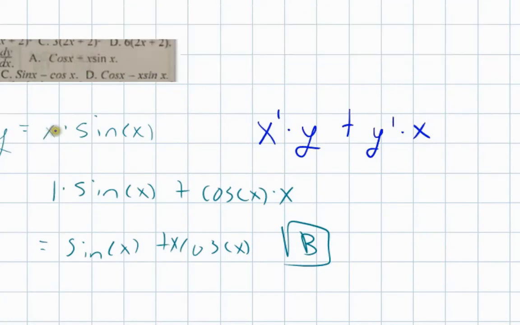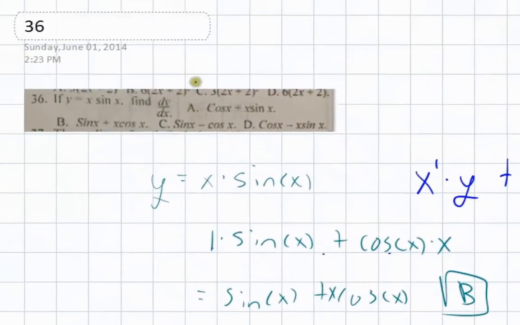Taking the derivative of x is just 1 times the sine of x. I left that alone. Then I'm going to be adding it to the derivative of sine of x, which is cosine of x, and this time I leave the x alone. So my final answer is going to be sine of x plus x times the cosine of x, which is option B.